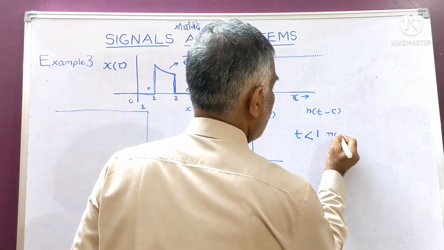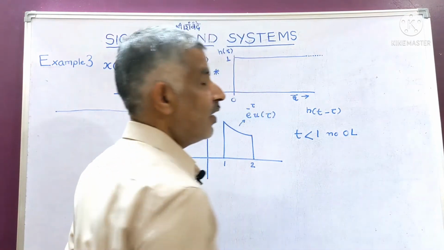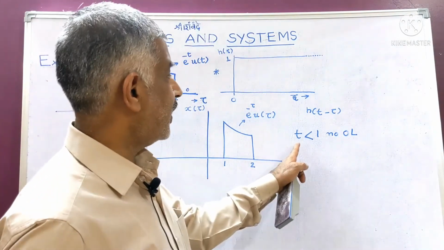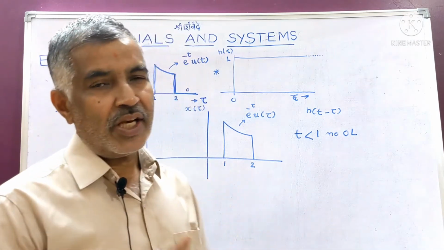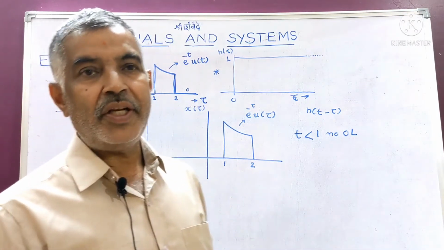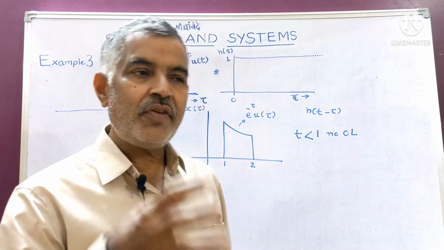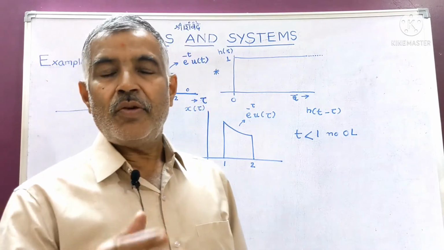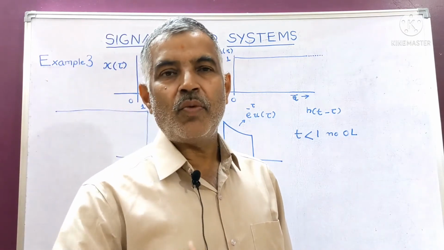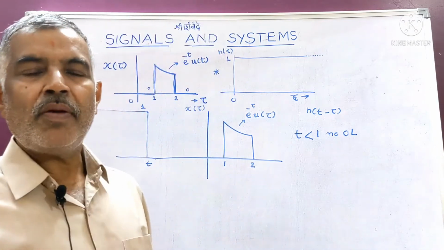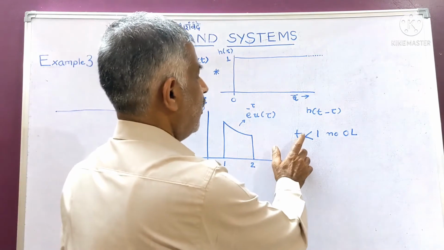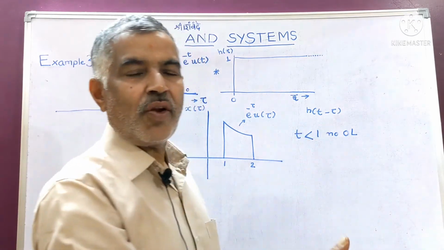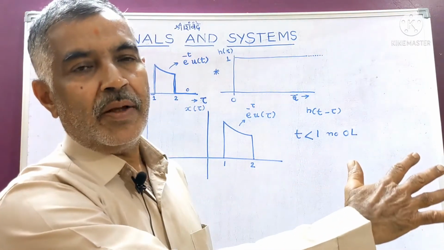OL stands for overlapping. So for t less than 1, no overlap. This is one interval. In the last class I told you about intervals. The number of intervals in a problem you will come to know if you practice more and more problems. In this problem I will tell you how many intervals come. This is one interval, for t less than 1, that means from minus infinity to 1.